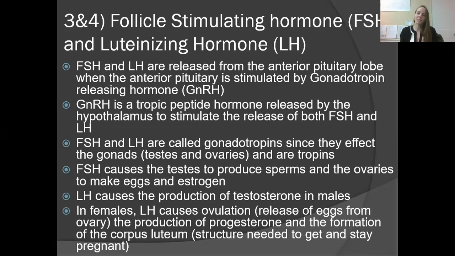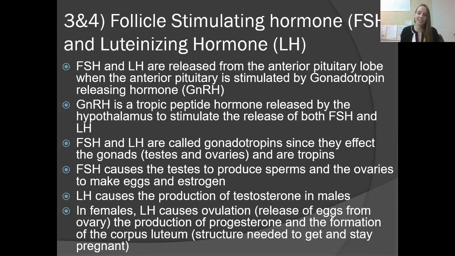Then we have our follicle stimulating hormone, FSH, and our luteinizing hormone. These are also tropic hormones because they stimulate the gonads. Sometimes they are called gonadotropins. They are tropins that stimulate the gonads. So what happens is the hypothalamus releases gonadotropin releasing hormone. Gonadotropin releasing hormone goes to the anterior pituitary and causes the anterior pituitary to release FSH and LH.